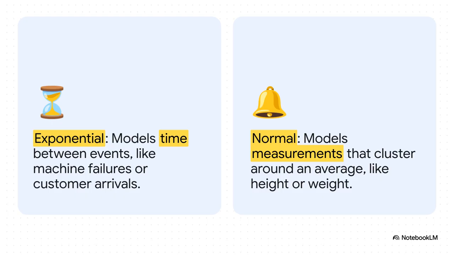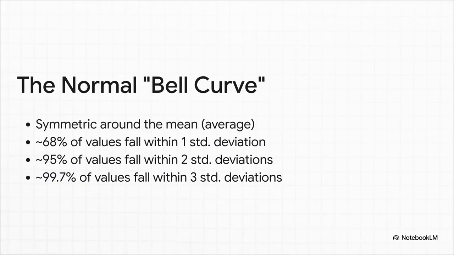But for today, we're really going to zero in on that normal distribution because it's the key to solving a real-world manufacturing problem coming right up. The real magic of the normal distribution is just how predictable its shape is. It's perfectly symmetric, and it follows this amazing little rule.